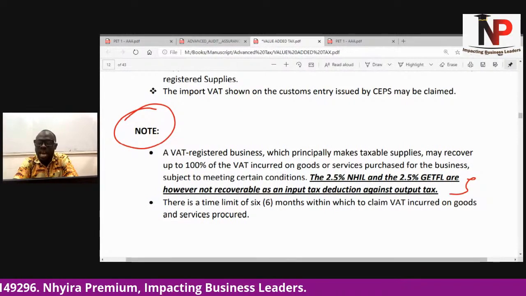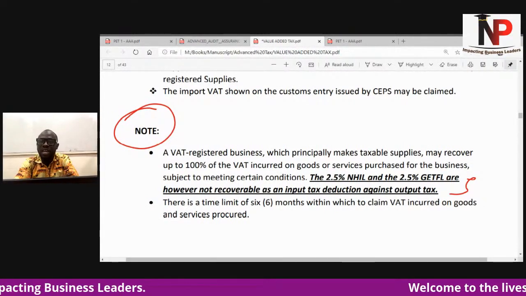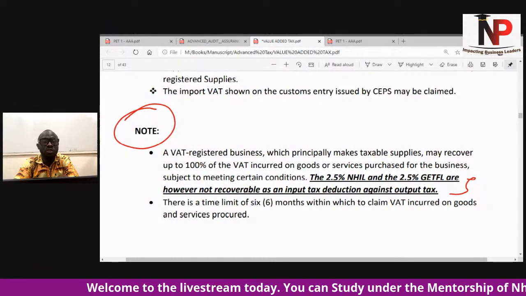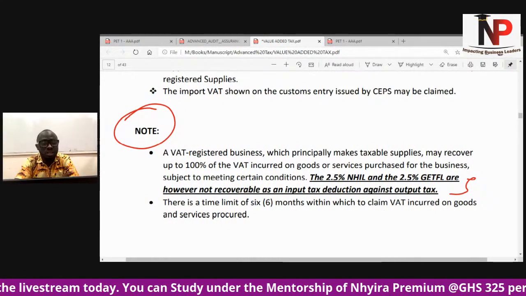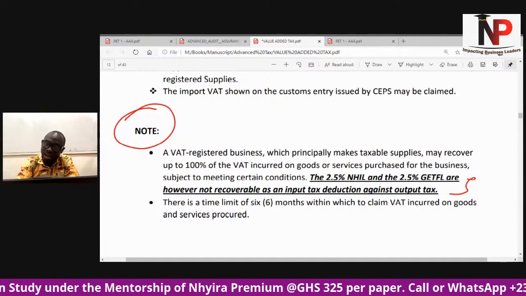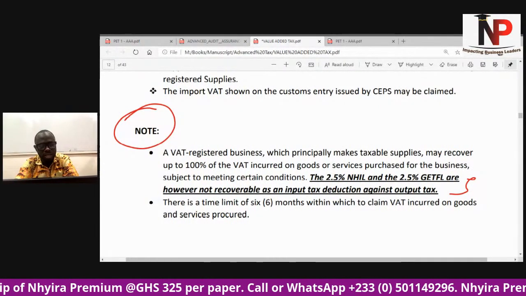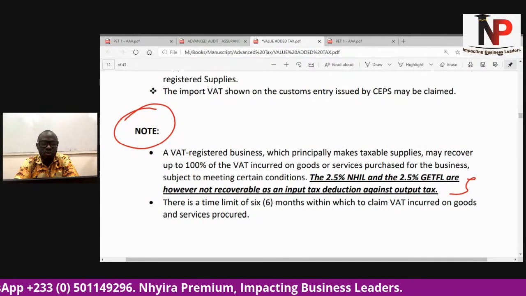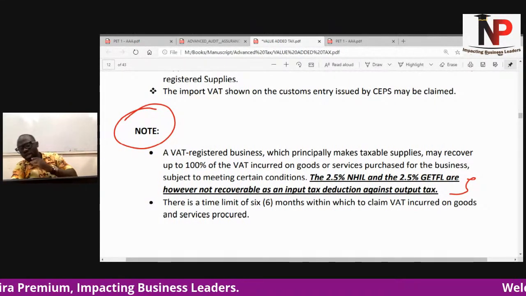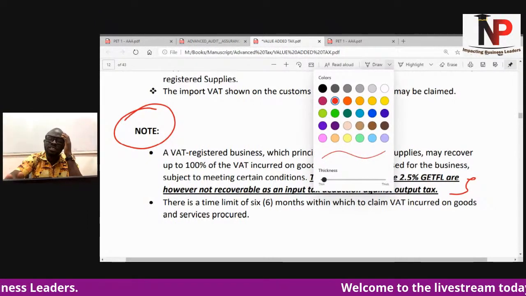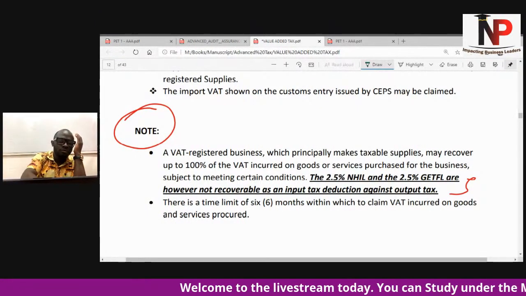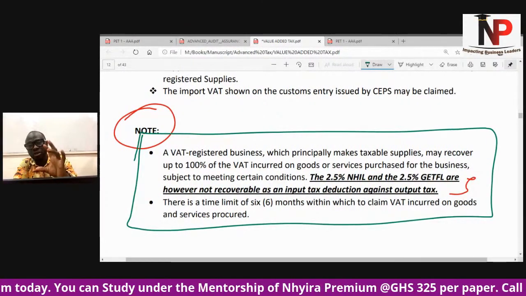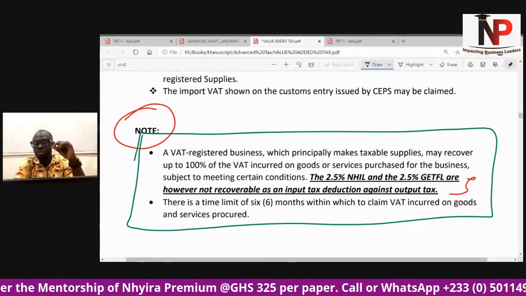The 2.5% NHIL levy and the 2.5% GETFund levy are, however, not recoverable as input tax deduction against output tax. Previously, computation was done differently, but now that is not what we do. So you got to be careful about that. Then there is a time limit of 6 months within which to claim VAT incurred on goods and services procured. So these two principles are actually going to be setting the tone for VAT computation. It's very, very critical for you to understand these and then note them down very well.